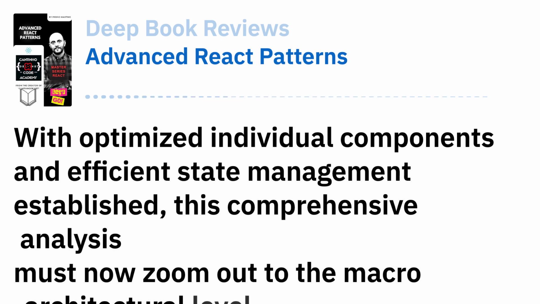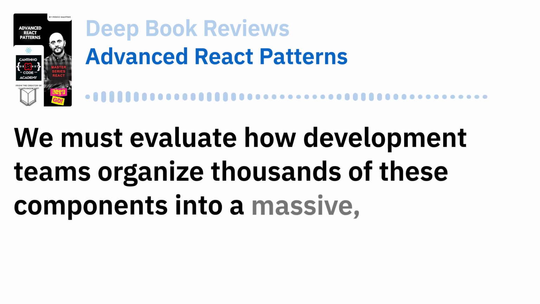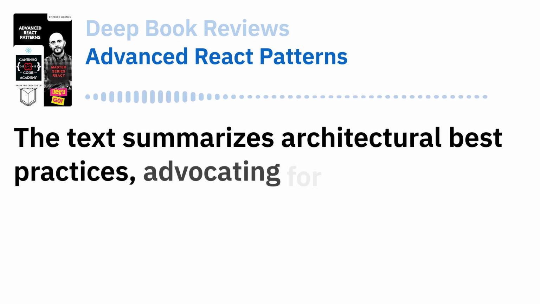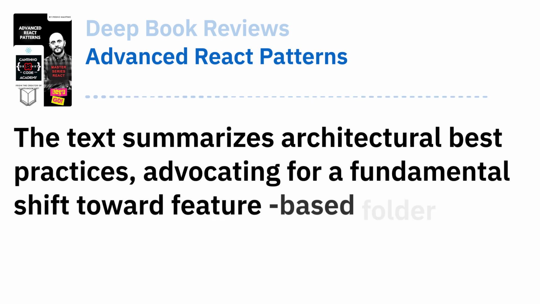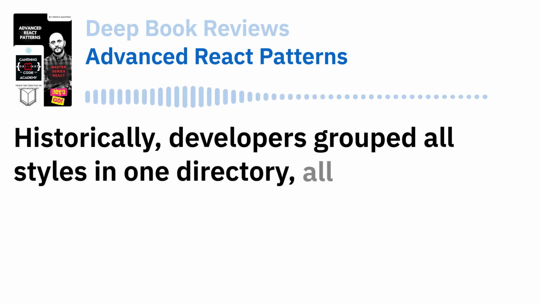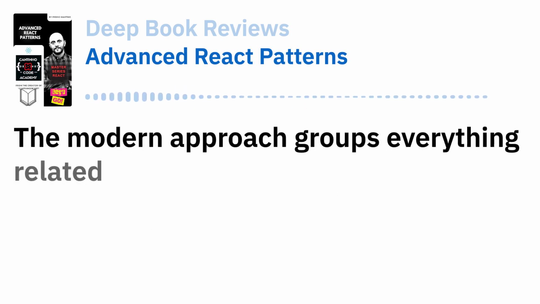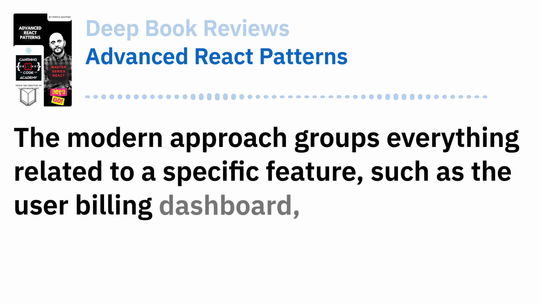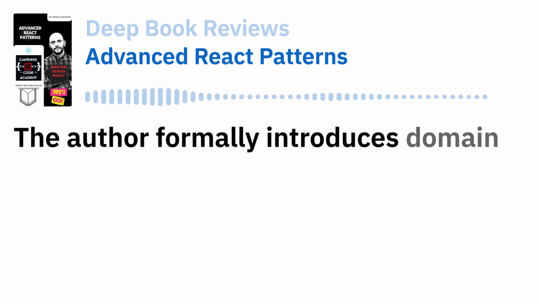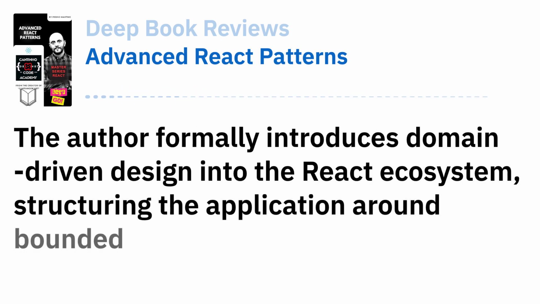With optimized individual components and efficient state management established, this comprehensive analysis must now zoom out to the macro architectural level. We must evaluate how development teams organize thousands of these components into a massive, scalable codebase. The text summarizes architectural best practices, advocating for a fundamental shift toward feature-based folder structures. Historically, developers grouped all styles in one directory, all network requests in another, and visual components in a third. The modern approach groups everything related to a specific feature, such as the user billing dashboard, into one highly cohesive directory. The author formally introduces domain-driven design into the React ecosystem, structuring the application around bounded contexts.